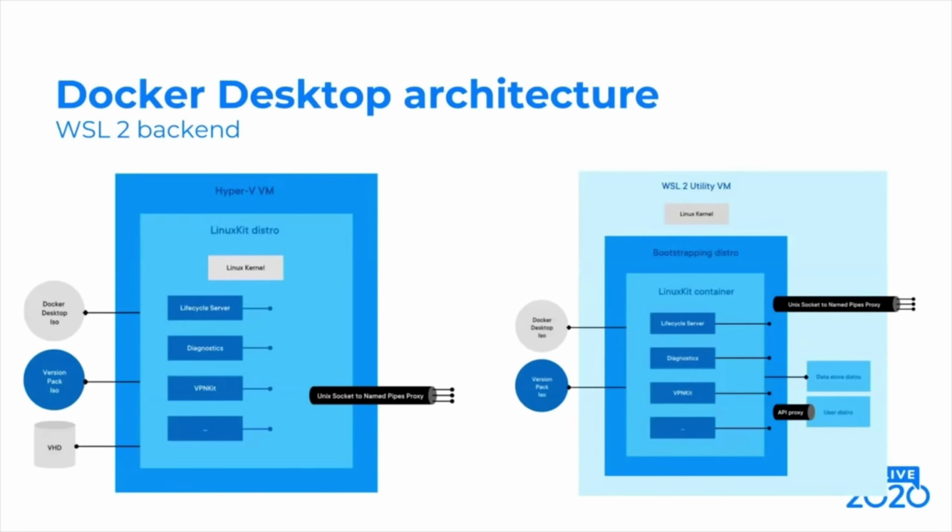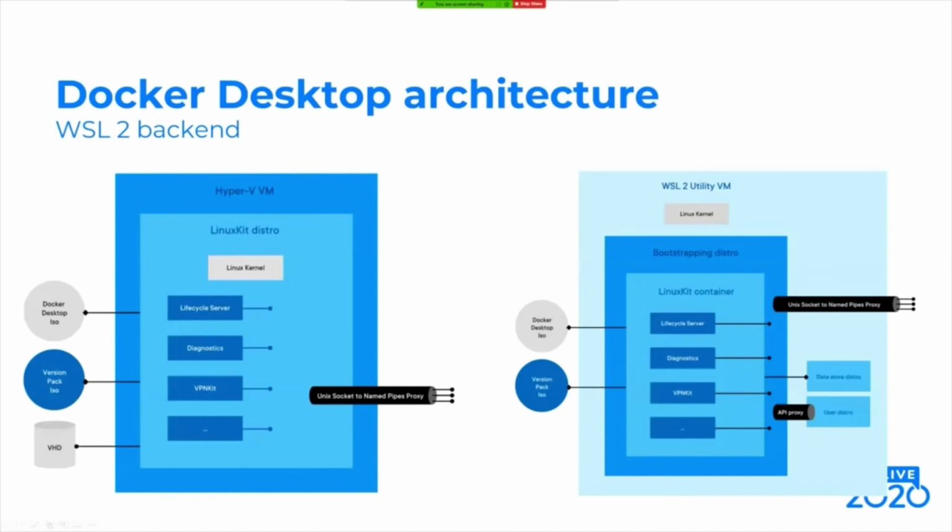And within this LinuxKit container, we have actually the same exact code running as what we have on Hyper-V. So we have the same diagnostic services, use the same lifecycle API, etc., running there. Actually, we share most of the code, not exactly all, but most of the code is shared with Hyper-V in there. And we use the same version pack ISO to get a feeling about how close it is. You can notice a little difference, though.